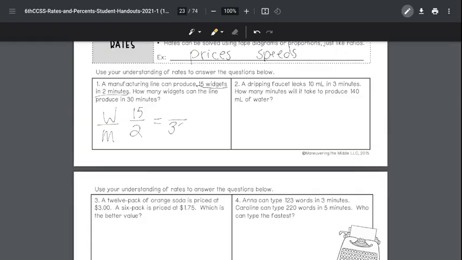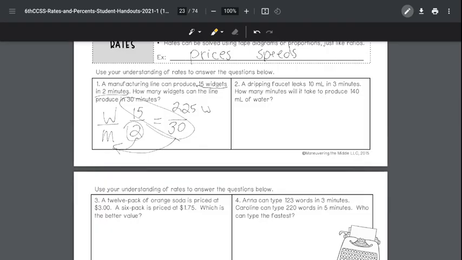Well, I'm going to put my 30 on the bottom because minutes have to stay in the same row. Okay? So now we cross multiply and then divide. 15 times 30 gives us 450. 450 divided by 2 equals 225. We can make 225 widgets in 30 minutes.